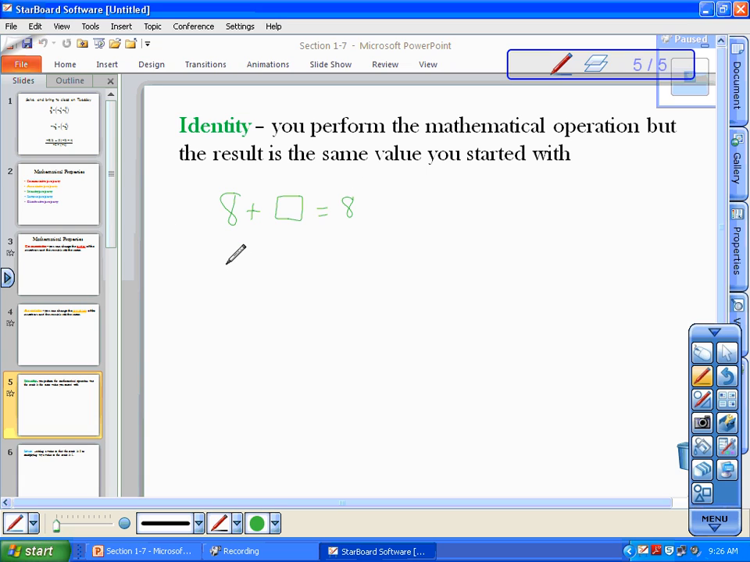It also works for subtract. If I start with 5 and I want to subtract something from it and still end up with the same value of 5. Again, for addition and subtraction, the identity property would be 0. Either add 0 or subtract 0, and you will still have the same result.